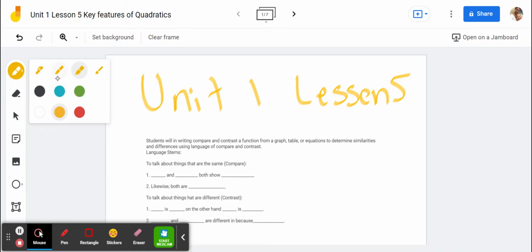Welcome to Unit 1, Lesson 5, Key Features of Quadratics. So in this lesson, we're going to take everything we've learned and put it all in one. That is the goal here.